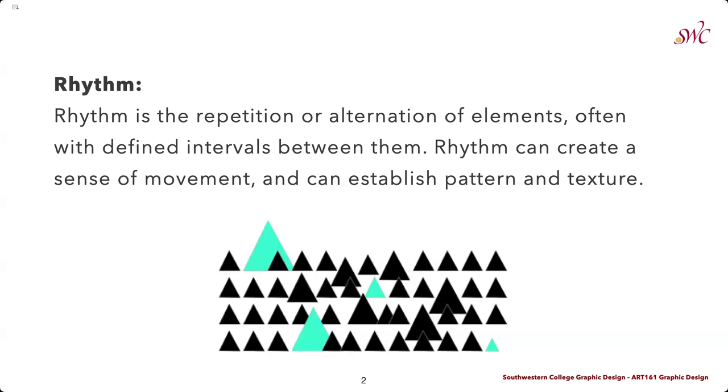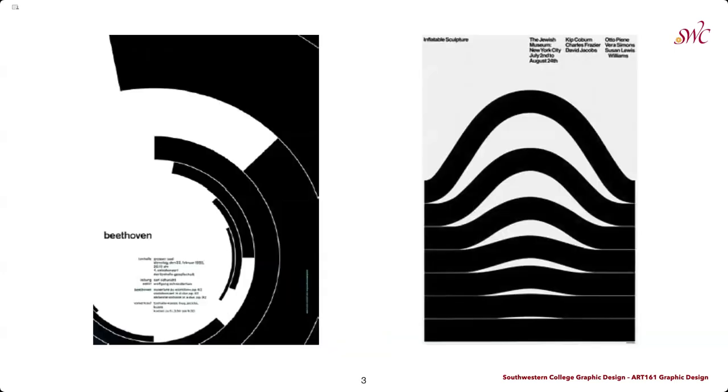Now, rhythm is the repetition or alternation of elements, and often this is using defined intervals between them. Rhythm can create a sense of movement and can also establish a pattern and texture. Looking at the examples here, these examples depict a flowing rhythm through the use of repetition. And instead of having a regular shape, there's this sense of movement to the patterns that we see.